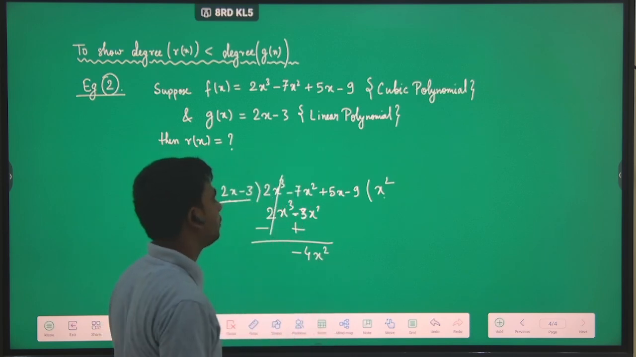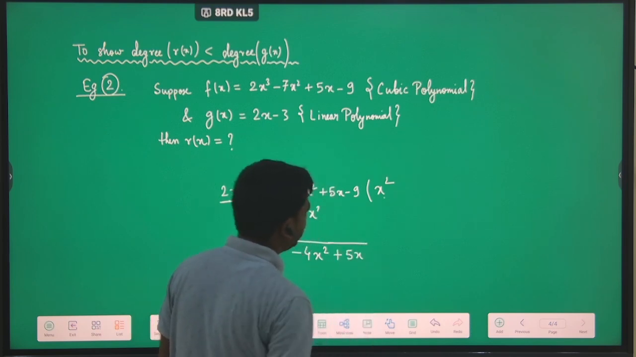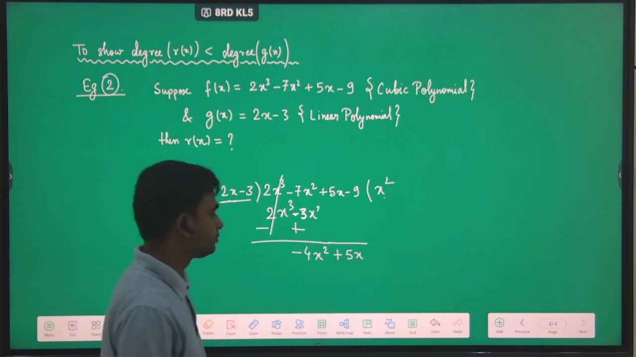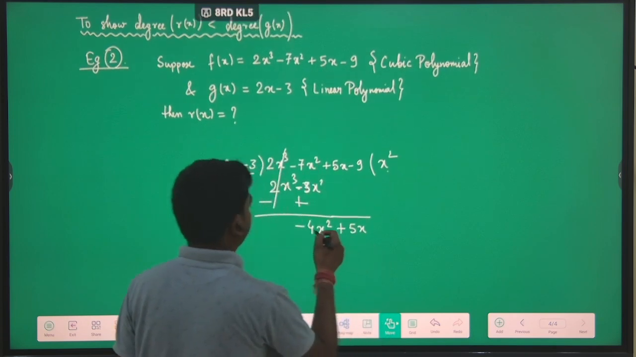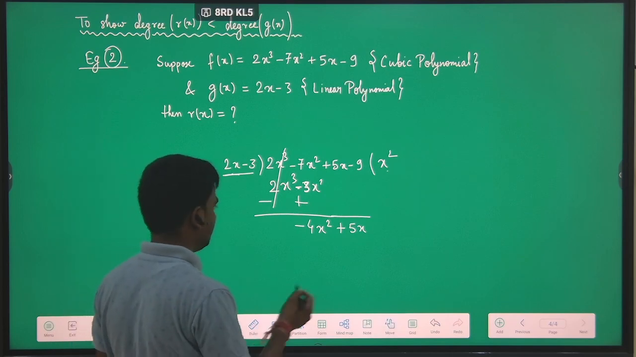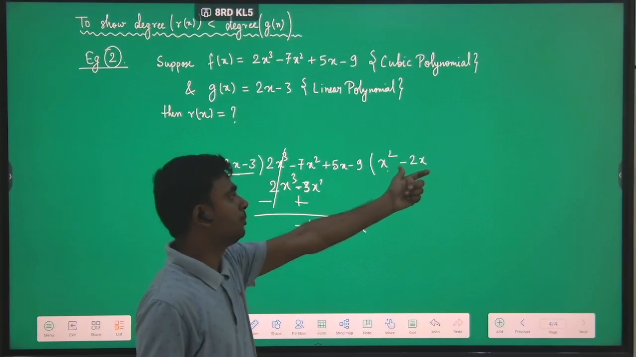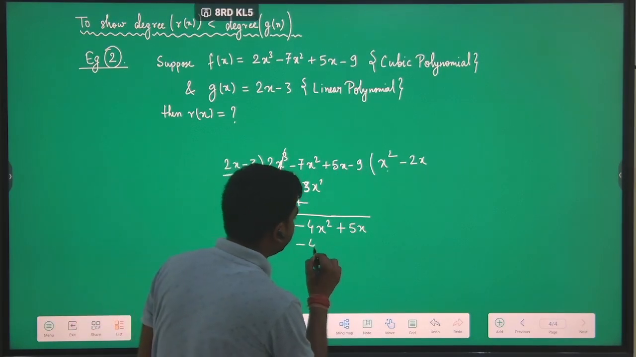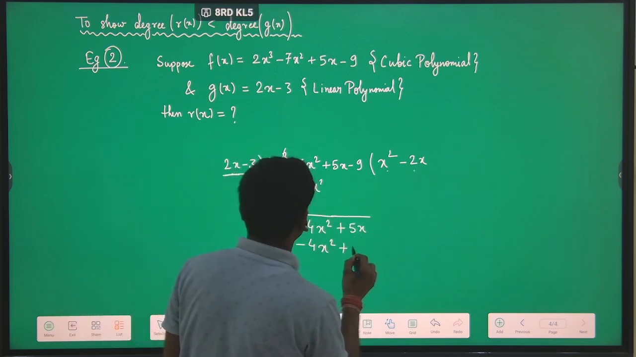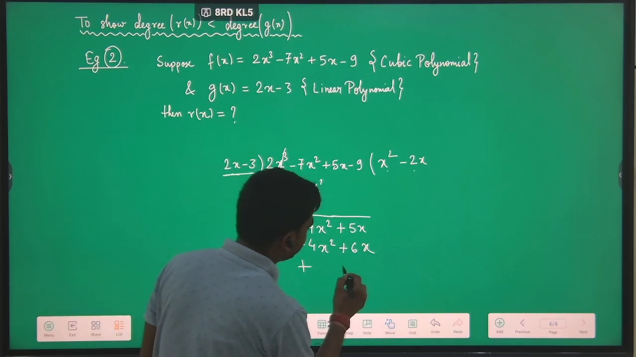Since the divisor is of two terms, we have to take one more term, that is +5x, of the other term which is of one lower degree. Now, to get this −4x², we have to multiply this 2x with −2x. So 2x multiplied with −2x will give −4x². And −3 when multiplied with −2x will give 6x.